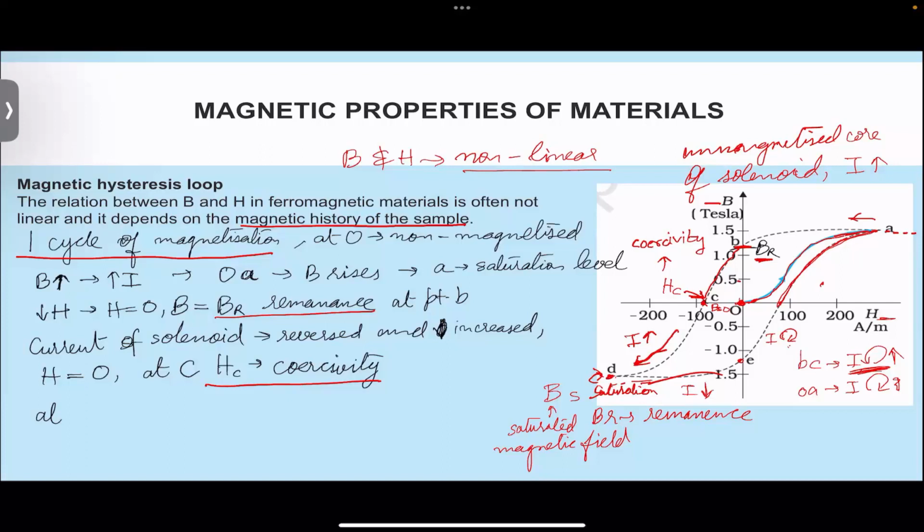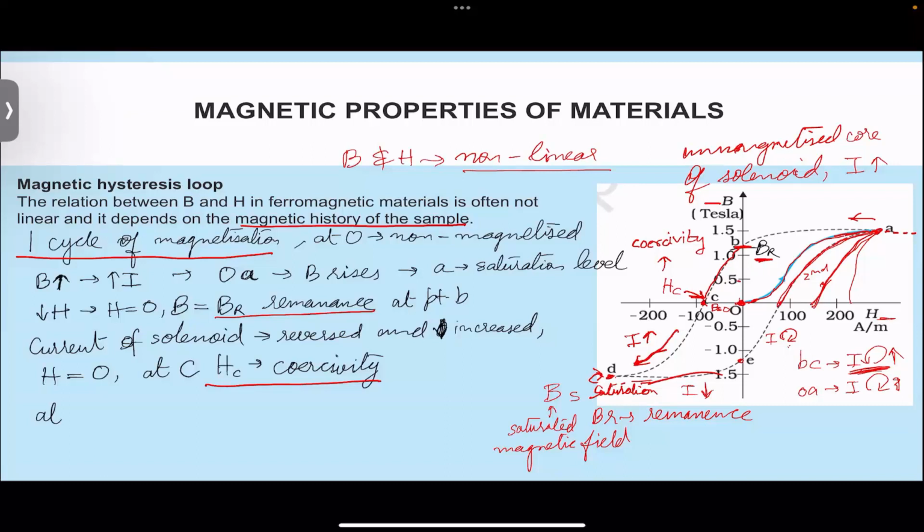So if this is your second cycle, and you go for a third cycle, it may start from here, but it will reach the same magnetic saturation point, because this depends on the material. This is how we can understand the history of magnetization of a material.